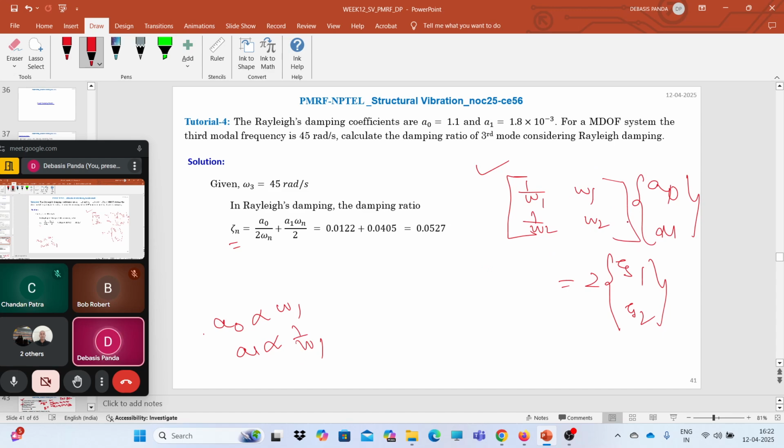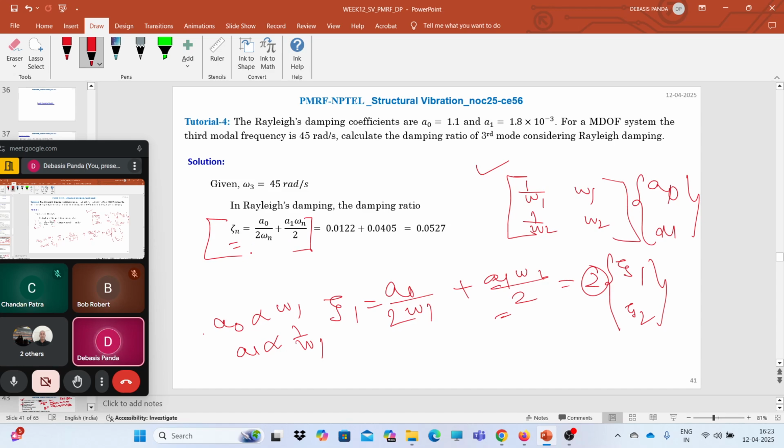If you multiply them and form the equation, you will get zeta 1 is equal to a naught by 2 omega 1 plus a1 omega 1 divided by 2. So this formulation of the classical damping you must recall.